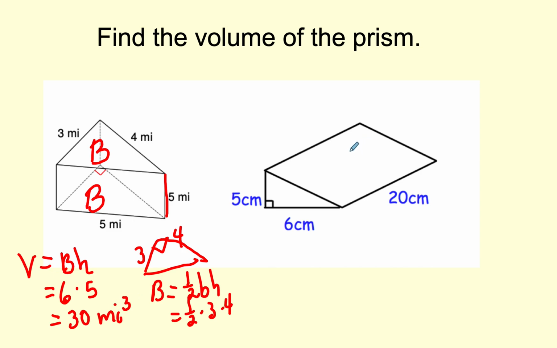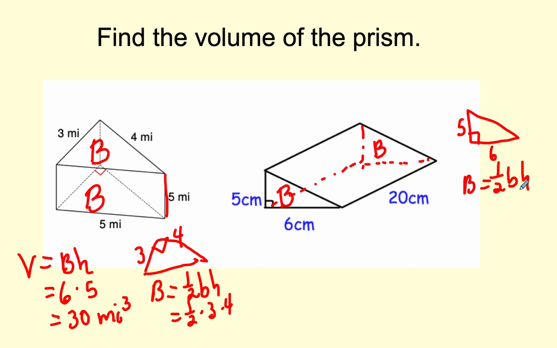Now in this case, the bases are not on the top and the bottom. Notice that the bases are in the front, and if you want to see the other base, it's just not showing up, but the other base is back here, and they are parallel to each other. So they look something like this, 5 and 6, and here's the right angle. So the area of the base is the formula for a triangle, and that'll be 1/2 times 5 times 6, and that'll be a 15.